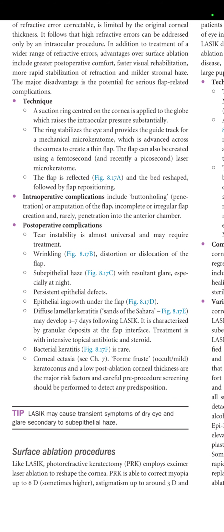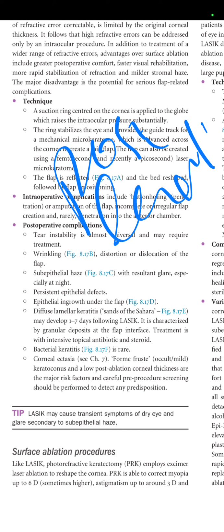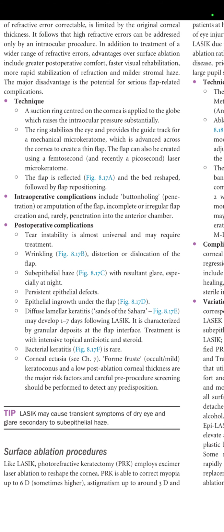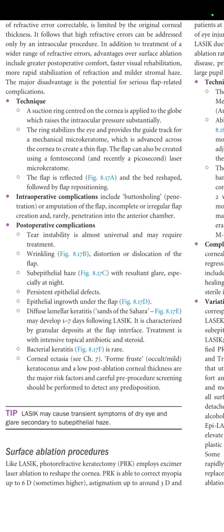Bacterial keratitis, late corneal ectasia, frosty, occult or mild keratoconus, and low post-ablation corneal thickness are the major risk factors. A careful pre-procedure screening should be performed to detect any predisposition. So post-LASIK ectasia is a term used when you ablate the cornea. If it's thin, the cornea can become protruded. That is why you perform corneal topography to see if there is any keratoconus in the patient. If that is the case, then refractive surgery is contraindicated. LASIK may cause transient symptoms of dry eye and glare secondary to the subepithelial haze.